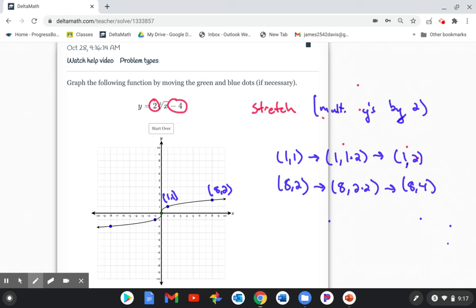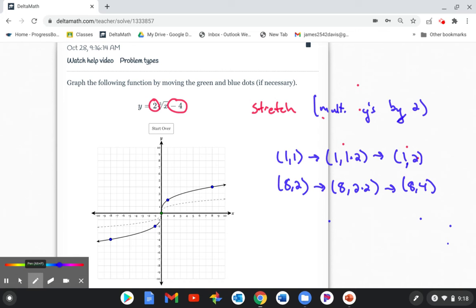So for our first transformation, we're just going to take one of our coordinates. Let's just take the first one. It's supposed to go to 1 comma 2. So we're going to shift that up to 1 comma 2. And then the other thing that I want to do is make sure this other coordinate here matches what we said it should be. So it was 8 comma 2. It should now be 8 comma 4. And if you look, that is the case. So we're good. We got that stretch done.